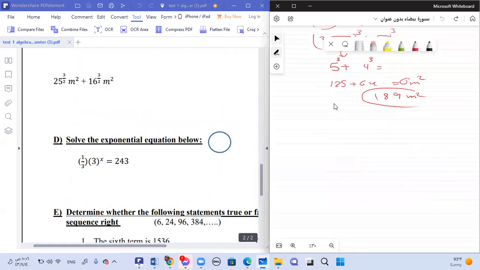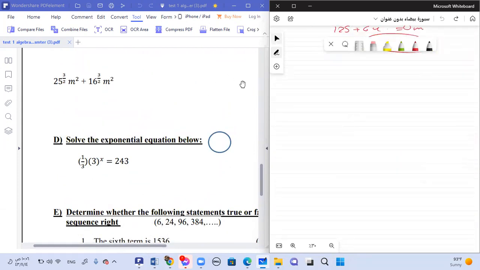This exercise also is very important. Pay attention with me. I will explain it now. 1 over 3 times 3 to the power of x equals 243.